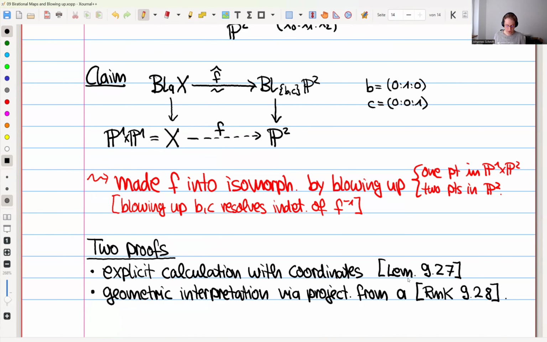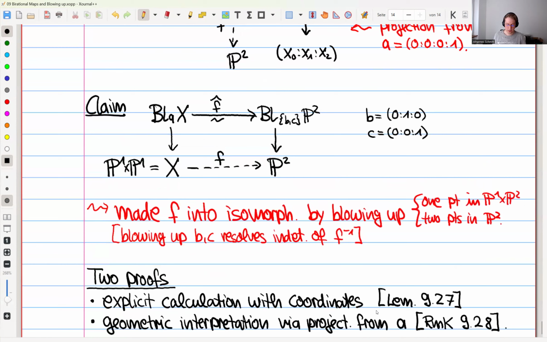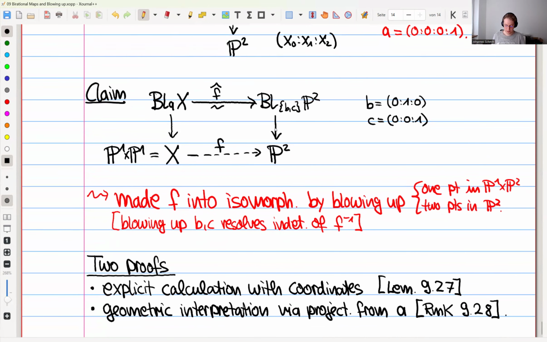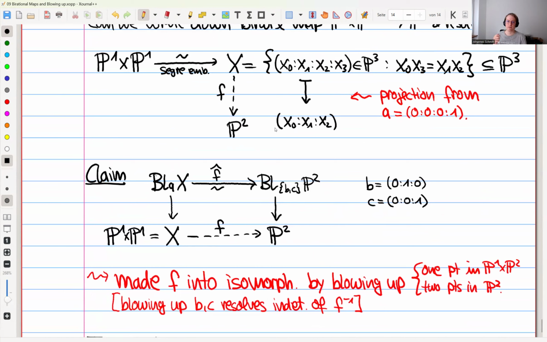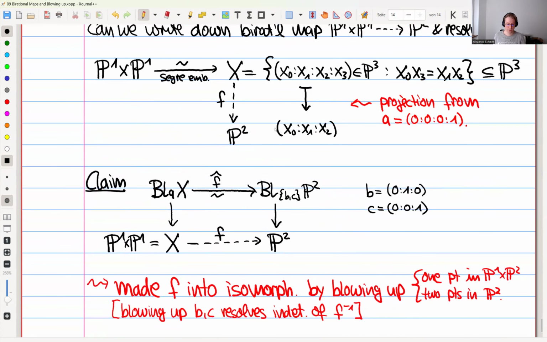And then there's also this geometric interpretation via projection from A that I started here, and then Gathmann explains a bit more of these details, how you check that after the blowups, these maps are well defined. And as I said, I'm not going to give the details here because it's not so important, but I think that in general, this idea of starting with rational maps and then blowing up their indeterminacy to get well-defined morphisms is a really important thing in many parts of algebraic geometry.